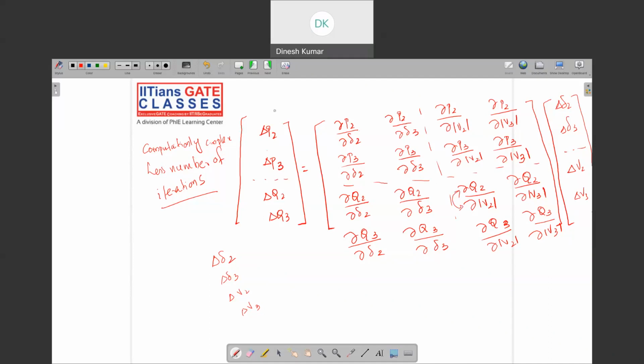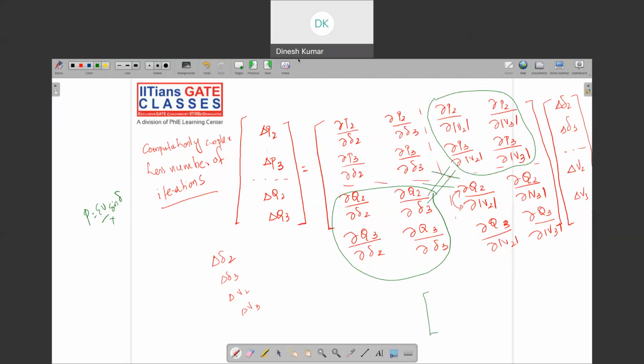Because P equals EV by X into sine delta, and Q is related to V, right? So the dependency is more there. So we are neglecting this part, and this. The interdependency of P with respect to V and Q with respect to delta, we are not considering, right? So what we'll get is something like this.